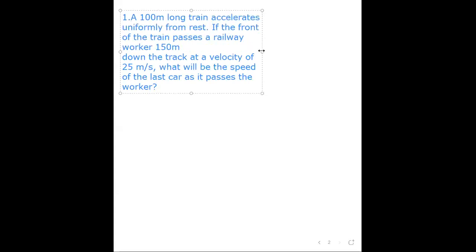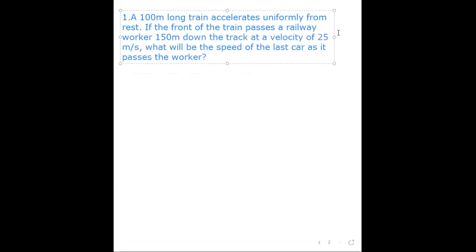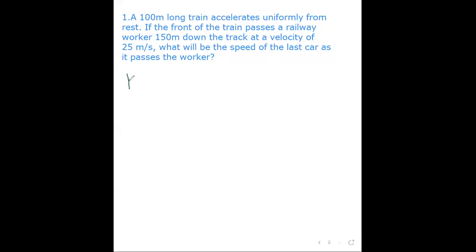So this question says a 100-meter long train accelerates uniformly from rest. If the front of the train passes a railway worker 150 meters down the track at a velocity of 25 meters per second, what will be the speed of the last car as it passes the worker?